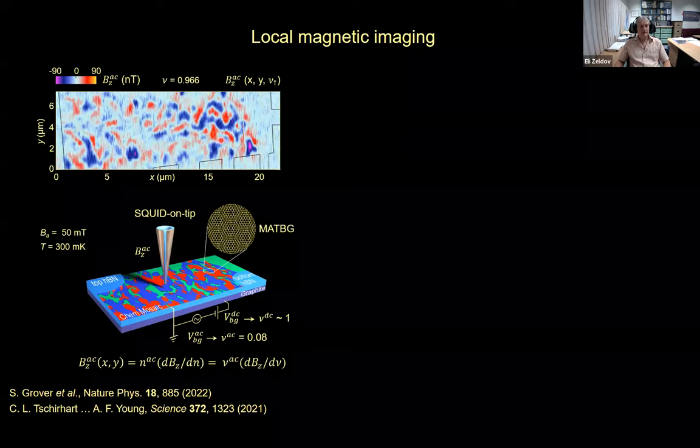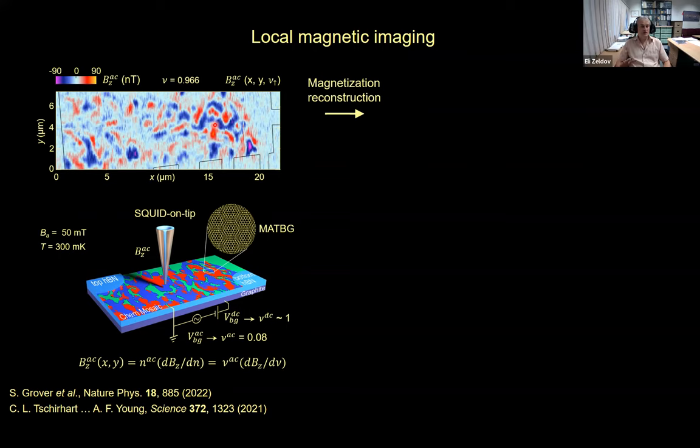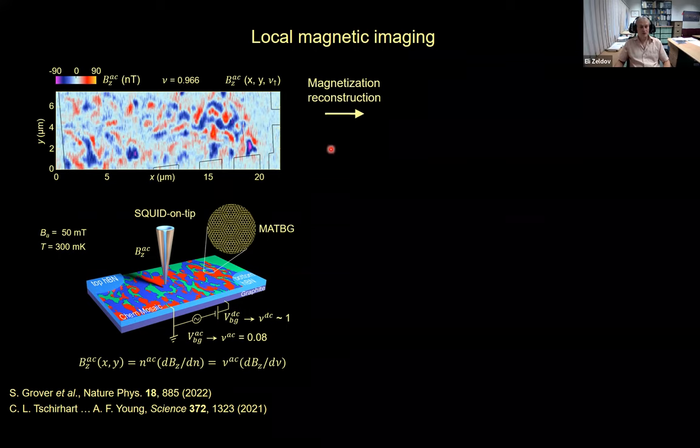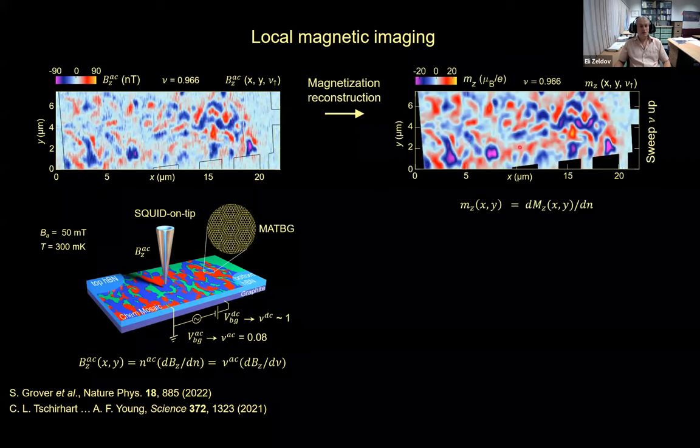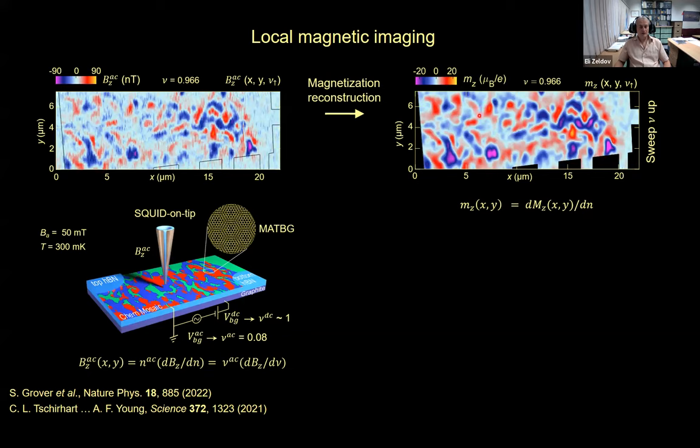We can take this local magnetic field and do magnetization reconstruction, essentially inversion of the Biot-Savart law, and translate it into local magnetization. So this is the local differential magnetization in units of Bohr magneton per electron. Namely, if we add one electron to the system, by how much the local magnetization increases. You can think of it as if you add one electron per, let's say, Moiré unit cell, this will be the change in the magnetization per unit cell.